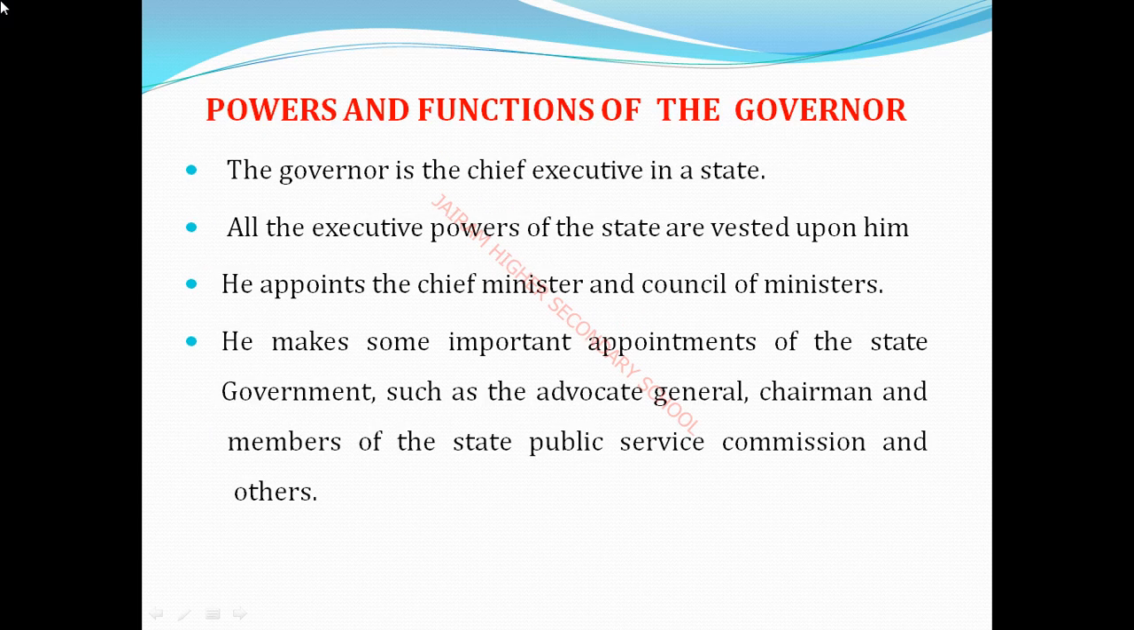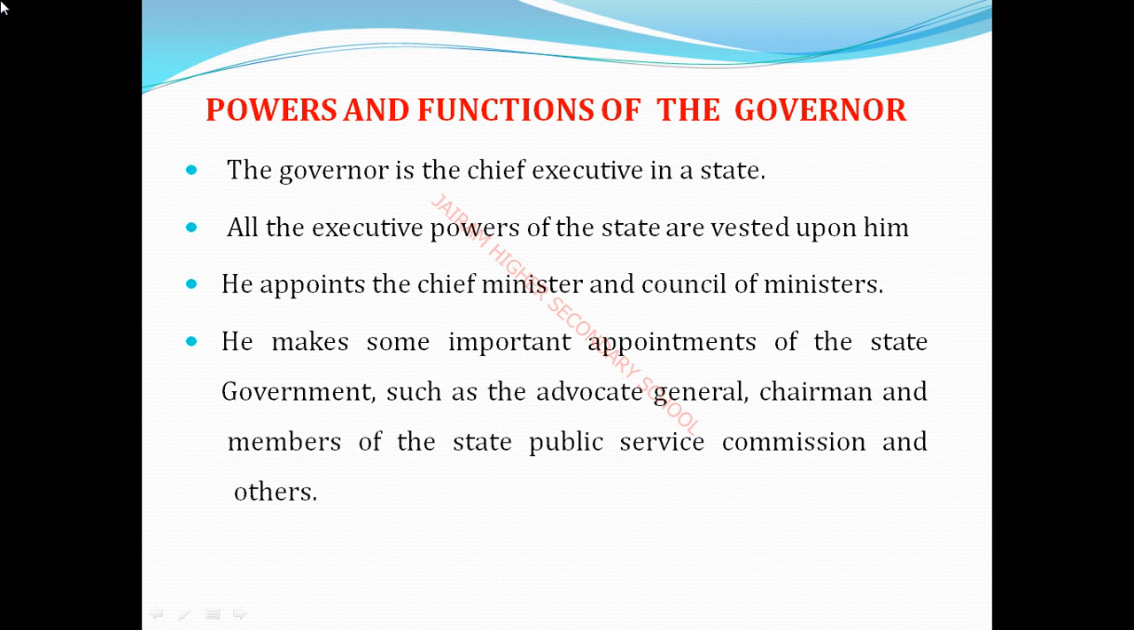Next, see the powers and functions of the governor. What are all the powers he has, and what are all the works he does in a state? Children, see here, the governor is mainly the chief executive of the state. Chief executive means what? A leader of the entire executive members, and all the executive power of the state is vested in him. He appoints the chief minister and the council of ministers.